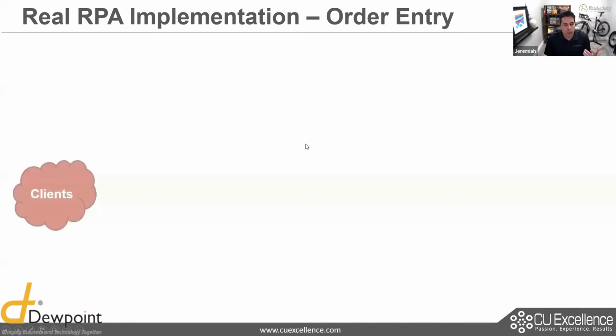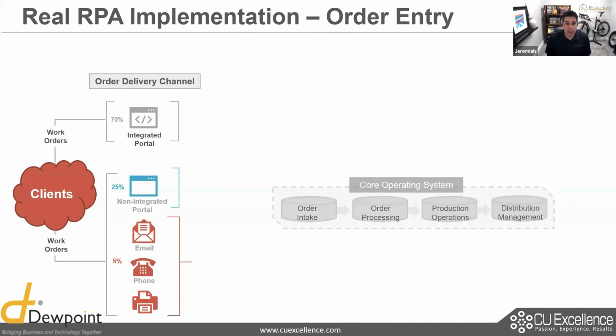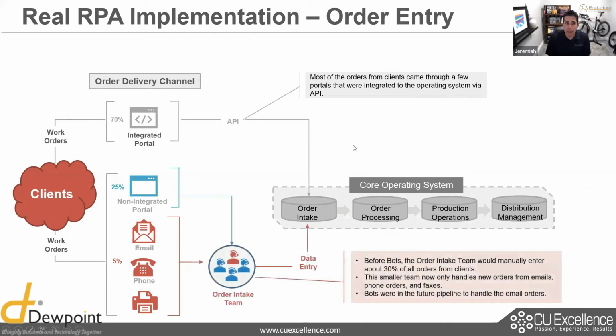We have our clients and we have these work orders coming in, and they came in all these different delivery channels. About 70% of them came in through an integrated portal, which was a good thing, but we still had 25% coming in from a non-integrated portal. And we had about 5% coming in through emails, phone calls, and faxes across the board. But we needed to get all this information from these delivery channels into the core operating system. So the good news is we had an API for 70% of it. Coming off the top, most orders came to the API, which is fantastic.